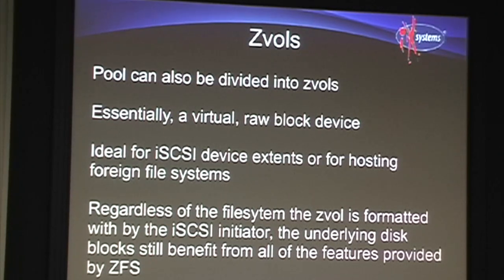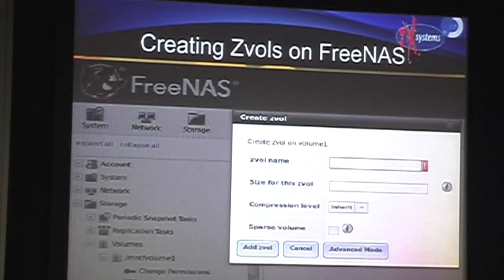So if you need access, say, to an ext file system or an NTFS file system, you could do that. The benefit of using zvols is even though that area of disk appears to be formatted with another file system, all the features of ZFS you still have in the underlying disk blocks. And we'll talk a little bit more about those features.